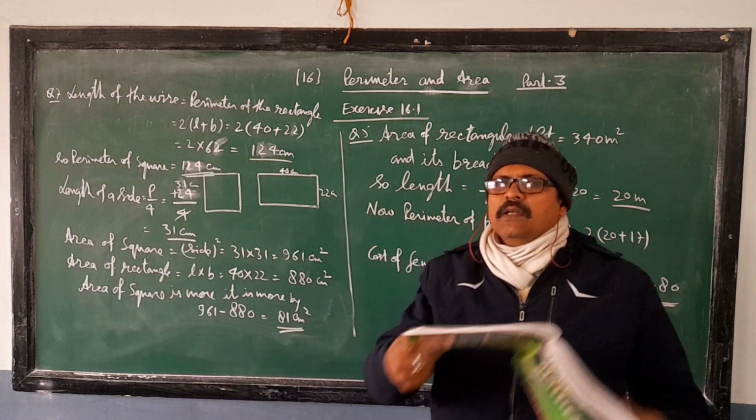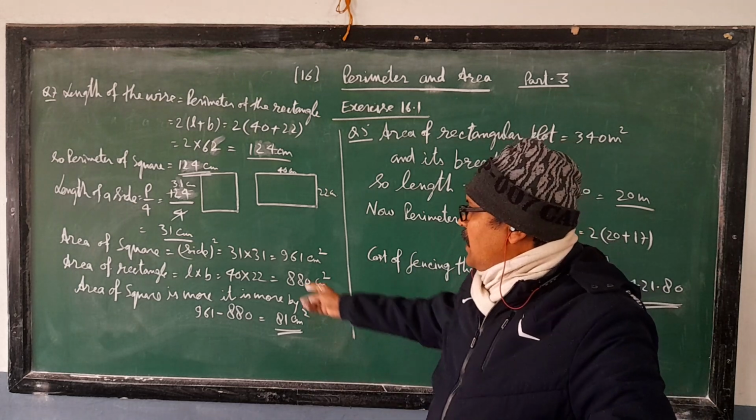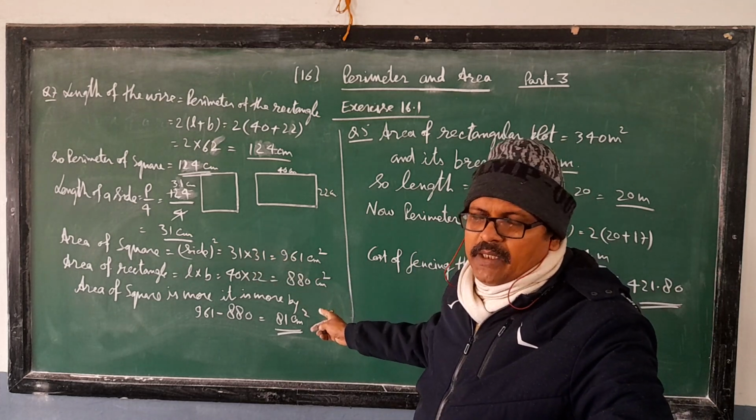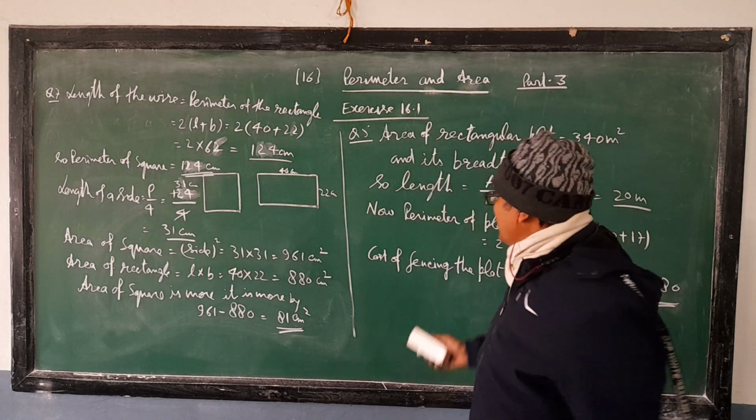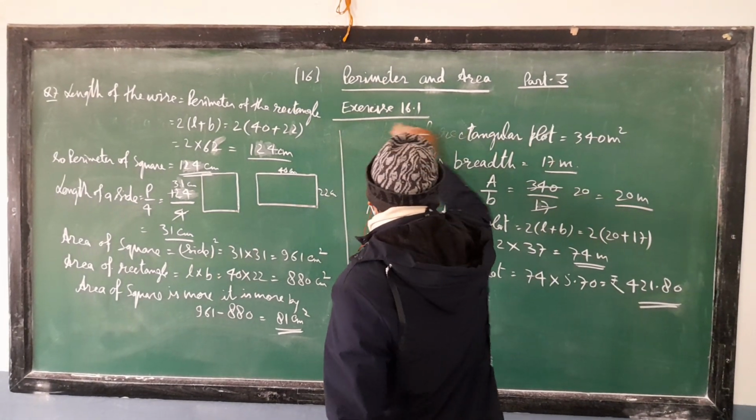All of you are understanding? So area of square is more. It is more by 81 centimeter square. Now see question number 9. After 7 we will do question number 9.